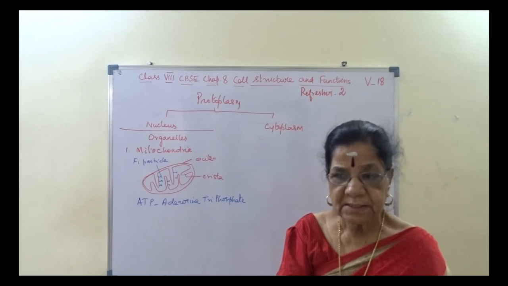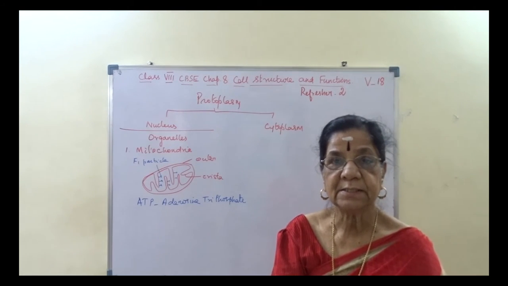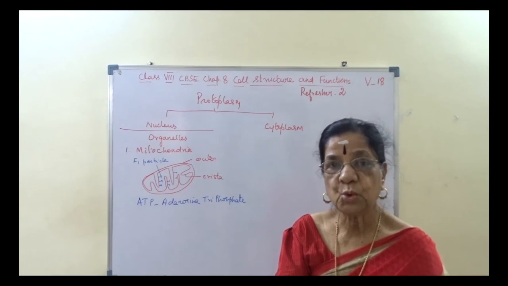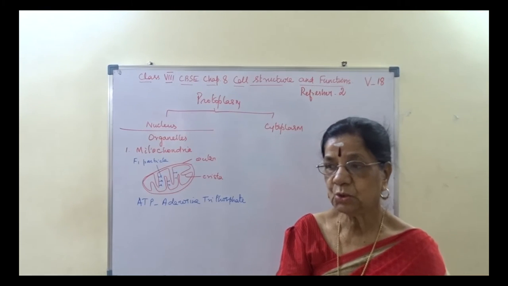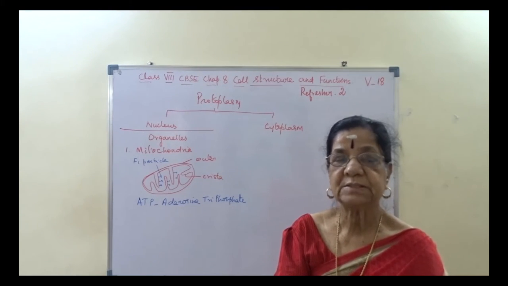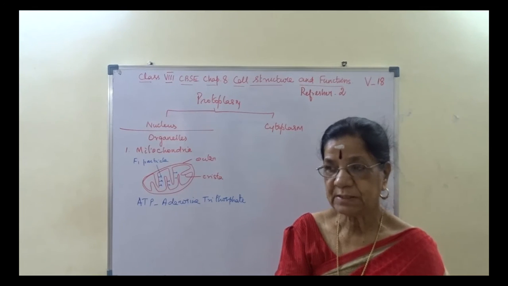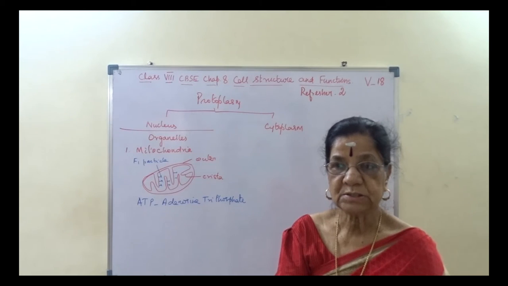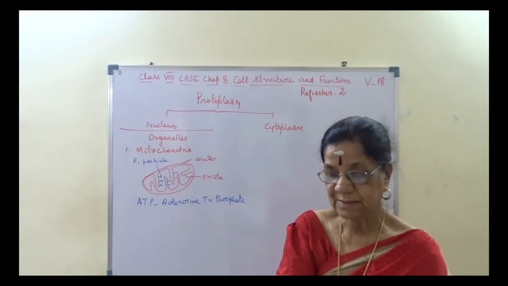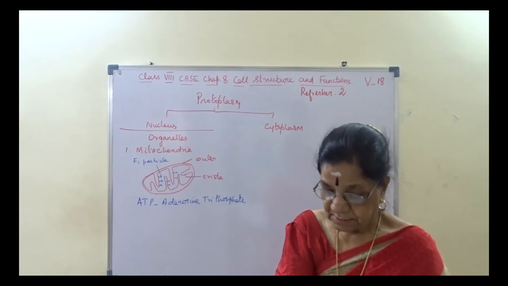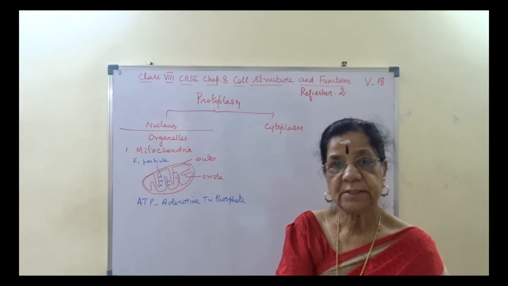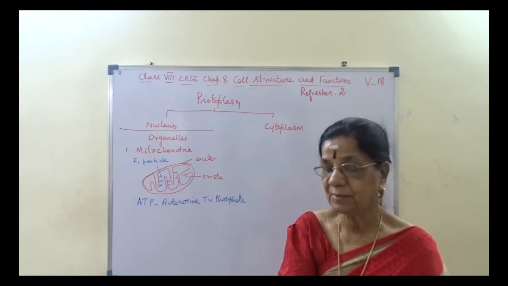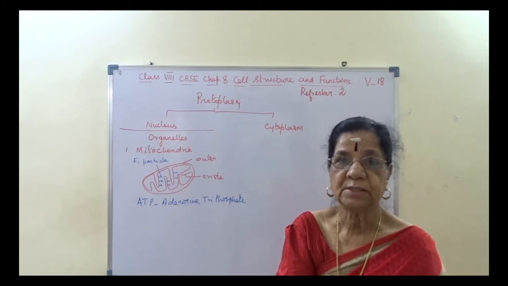As it has a little amount of deoxyribonucleic acid, it can synthesize its own cell. So it is also known as a semi-autonomous body. Because this mitochondria contains a little amount of DNA, it is known as a semi-autonomous body. Right? The presence of mitochondrial DNA and ribosome makes the mitochondria a unique organelle.